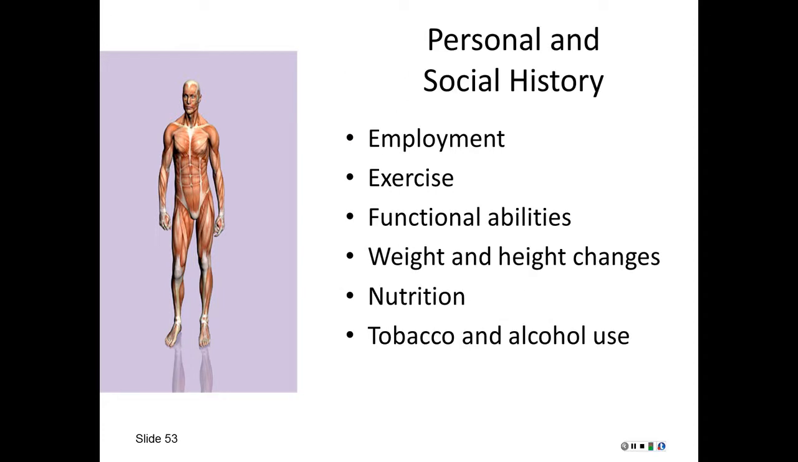Okay, personal and social history, look at employment, exercise, if they've got weight-bearing exercises, functional ability, their height and weight changes, and any kind of nutrition that they have. Do they have adequate protein and calcium? And you want to know about tobacco and alcohol use, because both of these are going to be against full development of the musculoskeletal system.